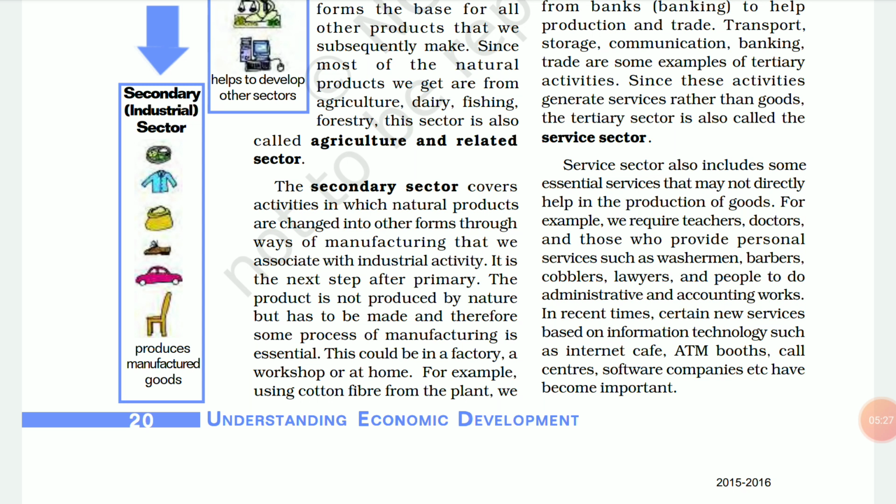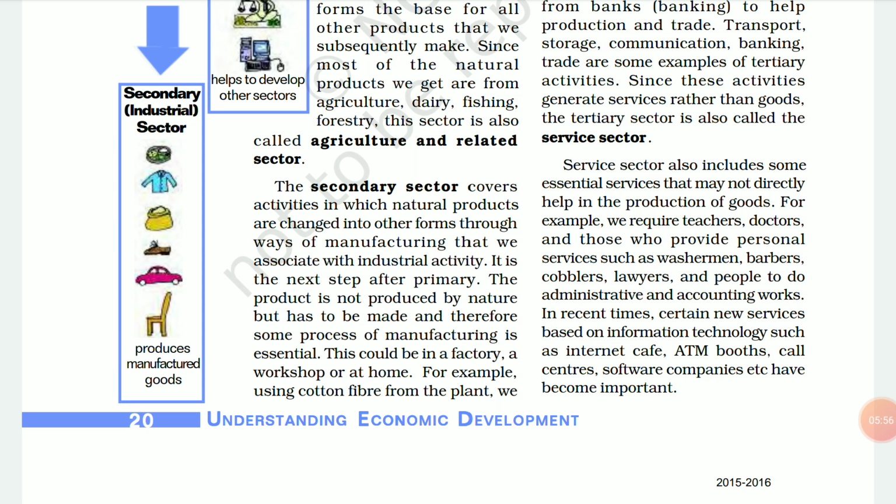So basically, all this is done in industries or in factories. There they become part of the secondary sector, which is popularly called the manufacturing sector, that you'll be reading further. Now, it is the next step after primary. The product is not produced by nature but has to be made, and therefore some process of manufacturing is essential. This could be in a factory or a workshop or at home.